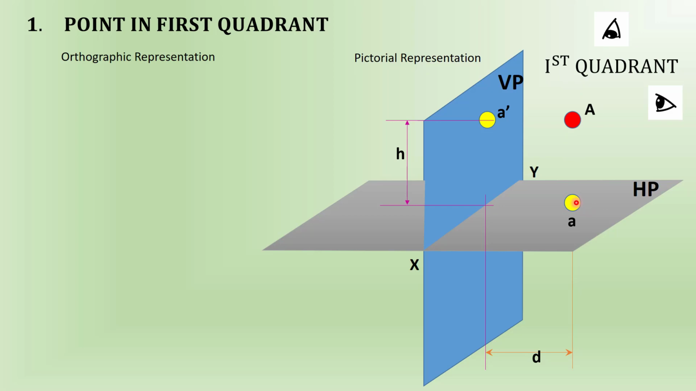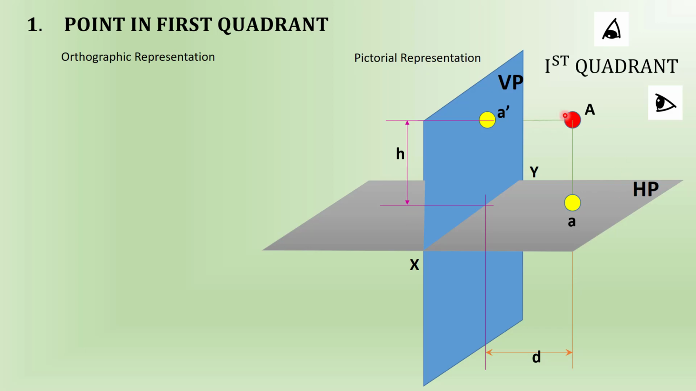Now this denotes the top view or plan of the point capital A. Usually the plan points are denoted by small letters. So here small a denotes the plan, which is obtained on the horizontal plane, and A dash denotes the elevation, which is obtained on the vertical plane.